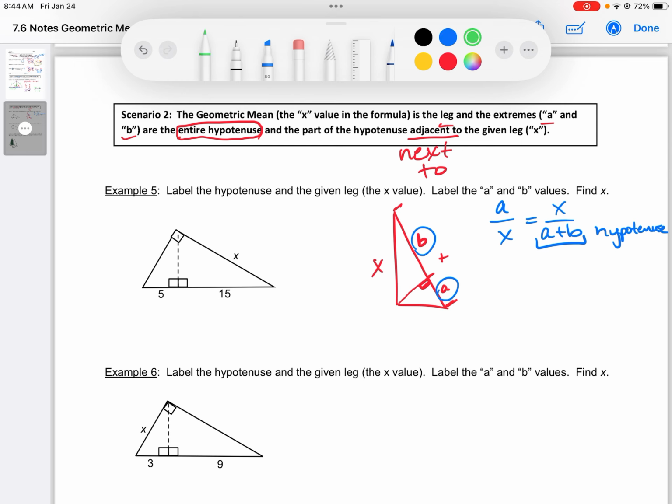All right, so using the numbers that we have here, we have drawn an altitude on this triangle, and we got our little 90s. We've got our short adjacent side, and then our whole hypotenuse is going to be 15 plus 5. So A equals 5, B plus A equals 20. So that's part of our hypotenuse and our entire hypotenuse.